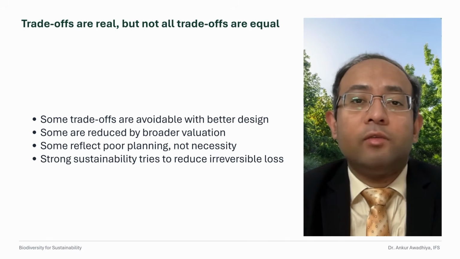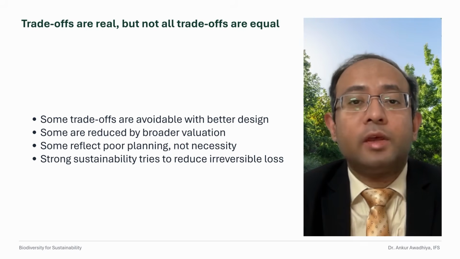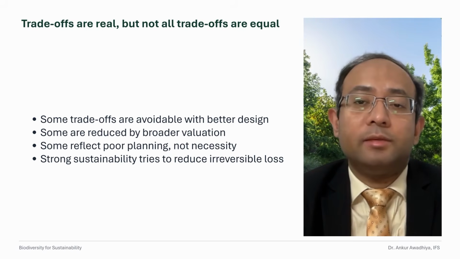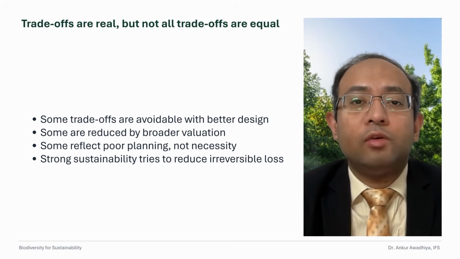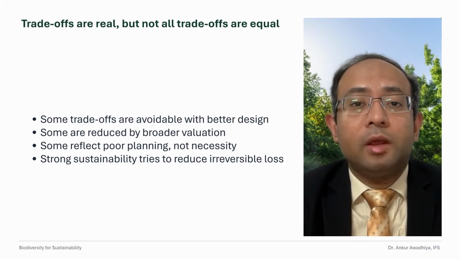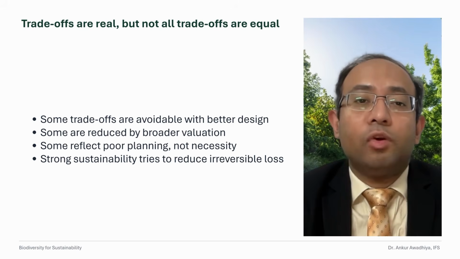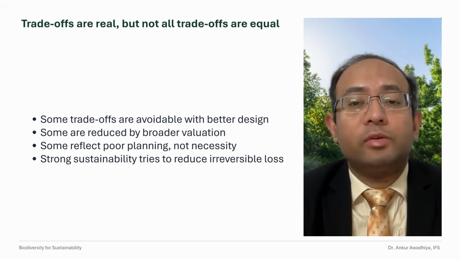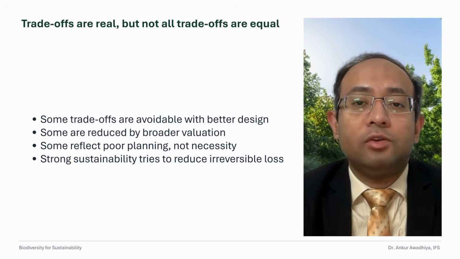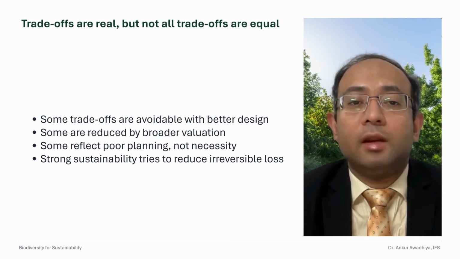We should carry away one important nuance. Trade-offs are real, and we should not pretend otherwise. But not all trade-offs are equally unavoidable. Some arise because planning was too narrow and better design was available but not considered. Some shrink when ecological services are properly valued, and some involve losses that are genuinely difficult or impossible to reverse, such as species extinction or permanent soil degradation. Strong sustainability tries to minimize irreversible ecological losses, rather than assuming that everything can be eventually replaced or repaired.